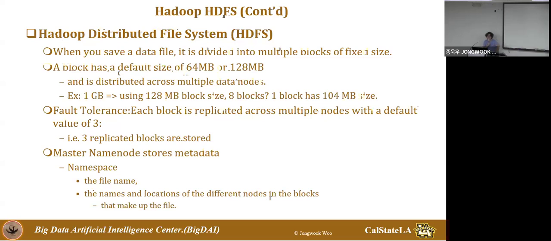Based on years of experience in industry, the community has chosen that the optimal block size should be 128 megabytes. So if somebody asks you what the block size for HDFS is, you should answer 128 megabytes. Very important to remember that.